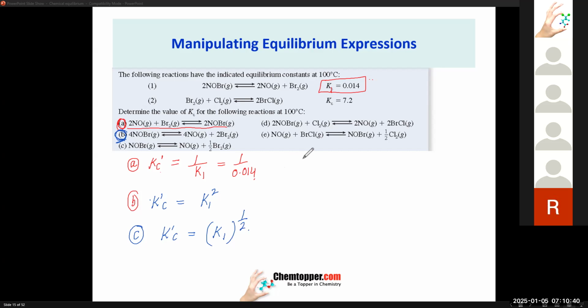Okay, now let's see the D part. Pragnya is already answering it very nicely. Pragnya, good. In the D part, what are you doing? NOBr is in this reaction, Cl2 is in this reaction. So what are you doing? You're adding them. You can see Br2 cancelled. That's why there is no Br2. So you are adding equation 1 and 2. So what is the new K? If I say this is K1 and this is K2, yes, Shashank, the new K is K1 times K2. Yes, very good. Excellent. Anish, you're getting it?